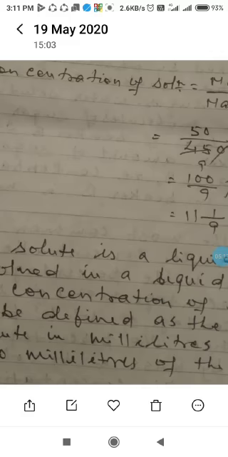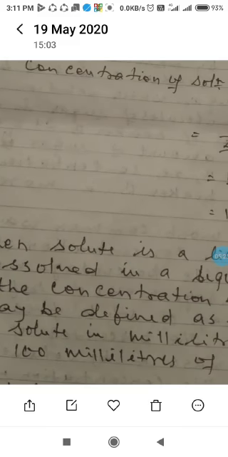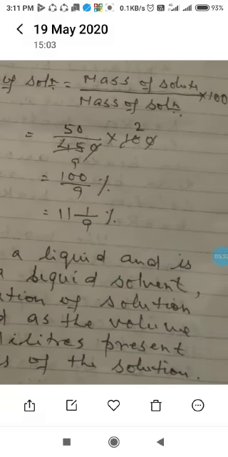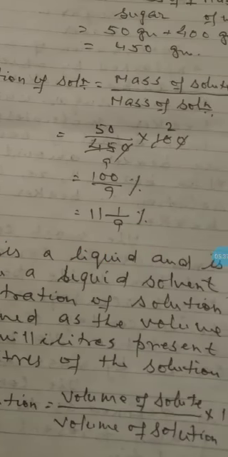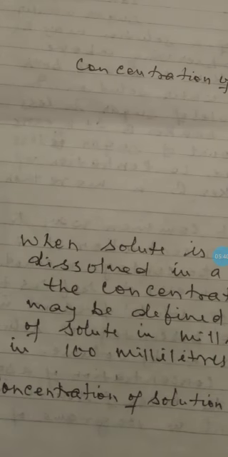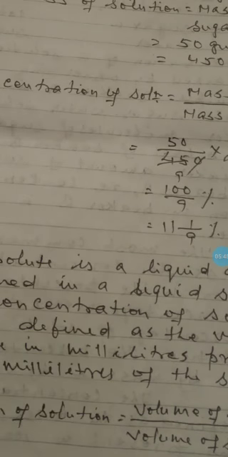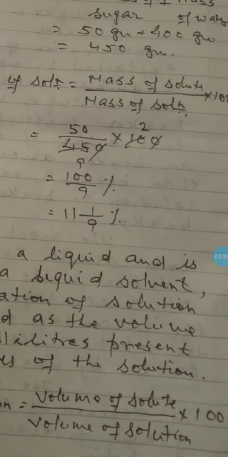When the solute is liquid and is dissolved in a liquid solvent, then concentration of the solution is defined as the volume of the solute in milliliters present in the volume of 100 milliliters of the solution. Concentration of solution equals volume of solute by volume of solution into 100.